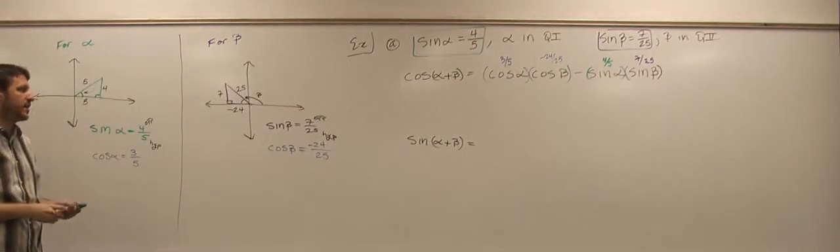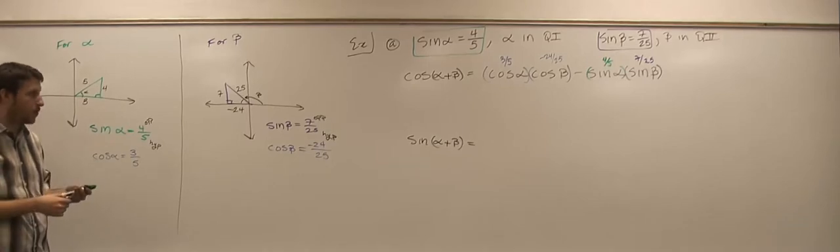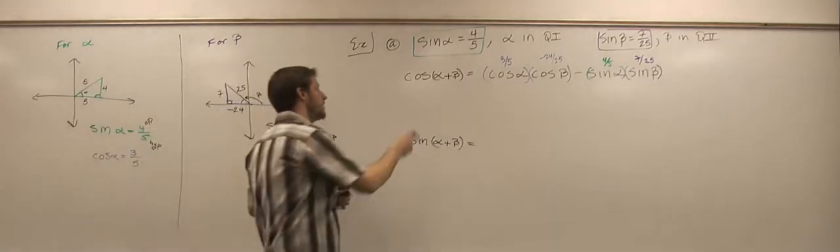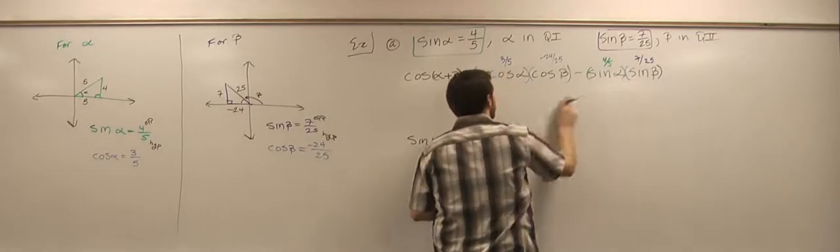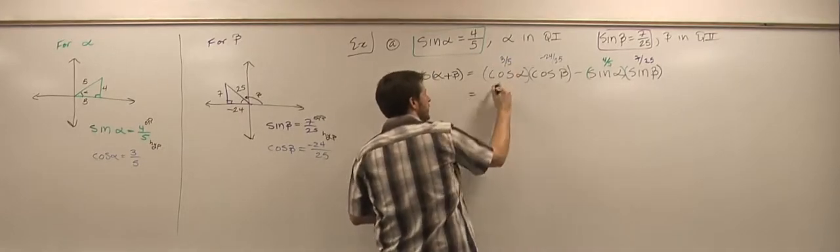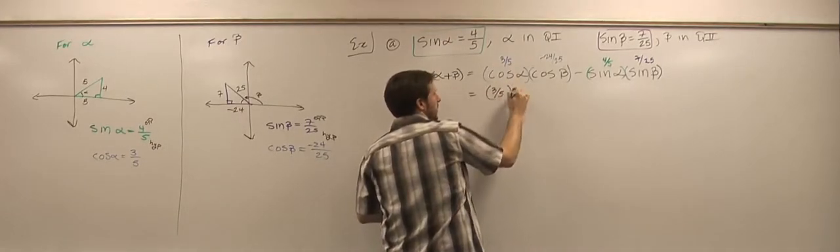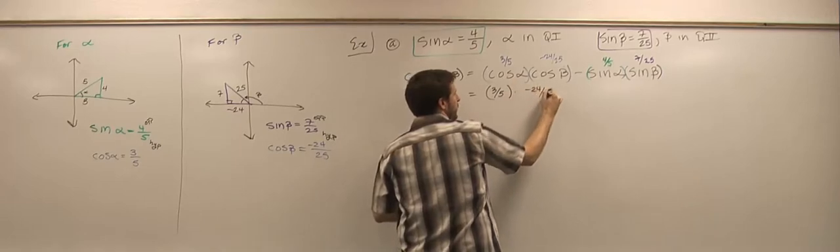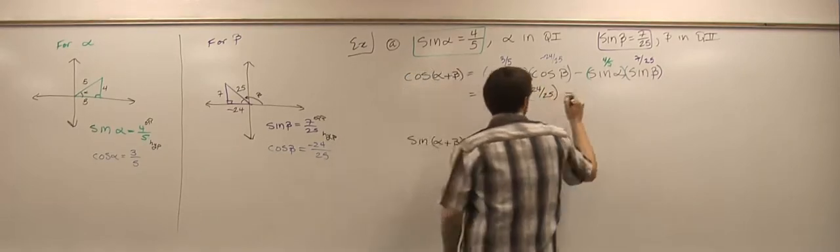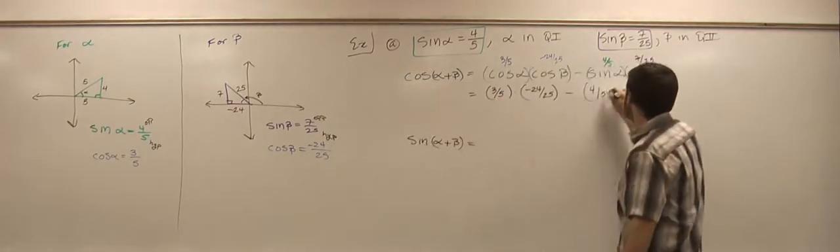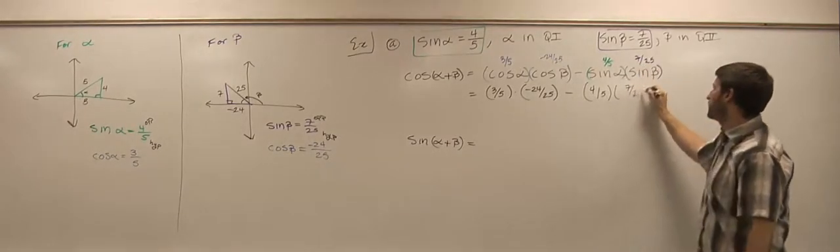And now it's just a matter of doing the grunt work. I know cosine alpha plus beta is equal to this expression, so then I plug in my 3/5. I multiply it by my negative 24 over 25. Then I subtract 4/5 times 7 over 24.